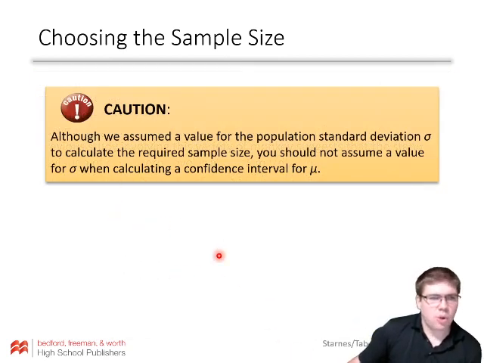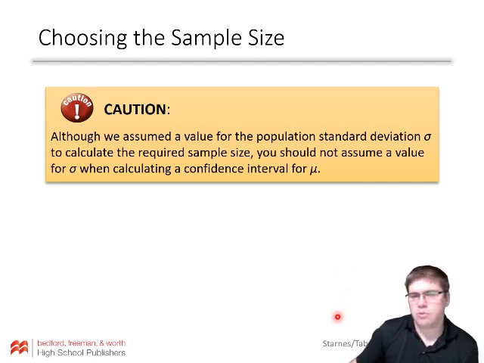Another caution: although we assumed a value for the population standard deviation sigma to calculate the required sample size, you should not assume a value for sigma when calculating a confidence interval for mu.